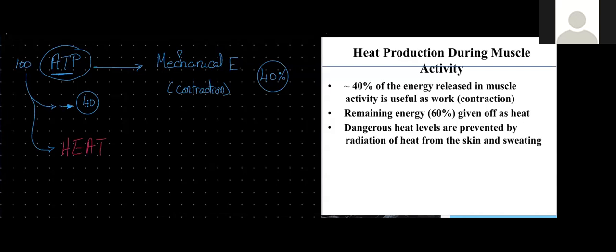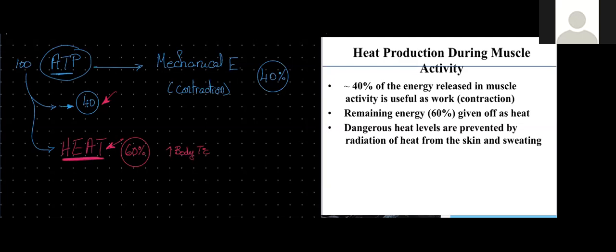This mechanical work is only representing 40% of the consumed energy, compared to the heat that you are producing, which represents 60% of the consumed energy. And this explains why you're going to be sweating heavily when you exercise. So when you exercise, why are you sweating? Because 60% of the energy that you are breaking down is transformed into heat, which will increase your body temperature.